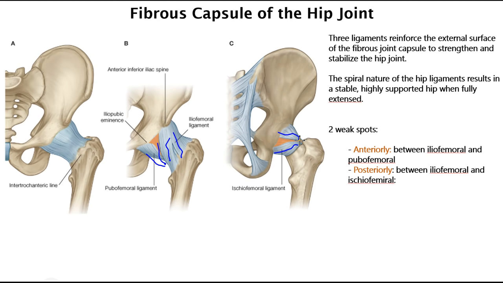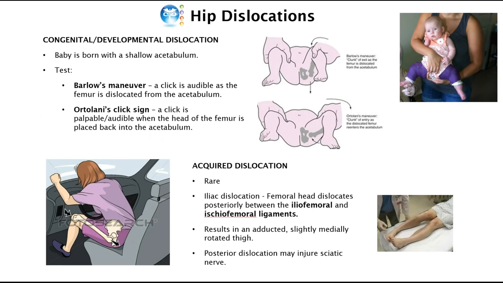When flexed, conversely, such as when sitting, the ligaments become flaccid, creating two weak spots, seen here in orange, in the joint capsule. These two weak spots, anteriorly between the iliofemoral and pubofemoral ligaments and posteriorly between the iliofemoral and ischiofemoral ligaments, contribute to the vulnerability of the hip joint, particularly posteriorly. There are three common clinical scenarios related to the vulnerability that leads to hip dislocations. Two of them are on this slide and the third is on the next.